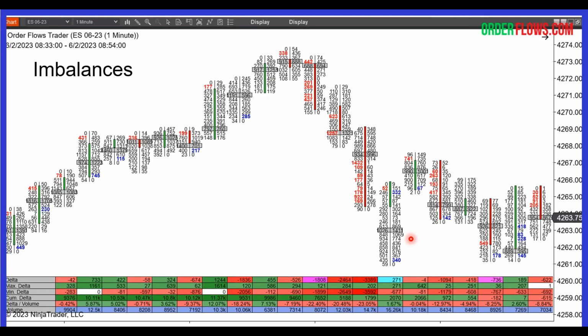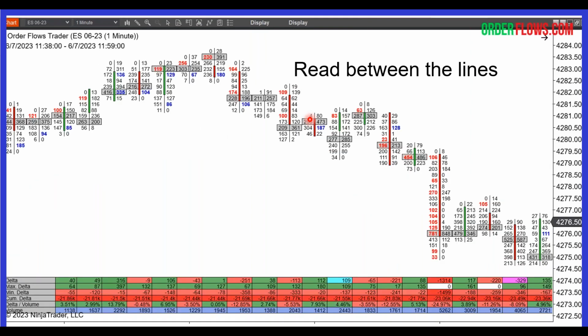Okay. Now, again, they'll just sort of talk about these selling imbalances on the way up. This is actually liquidity, which I'll talk about a little bit later, is the market that's getting bid up, right? When you have the green candles with selling imbalances, that's actually a bullish sign. When you have a red candle with selling imbalances, that's bearish. Okay, read between the lines.